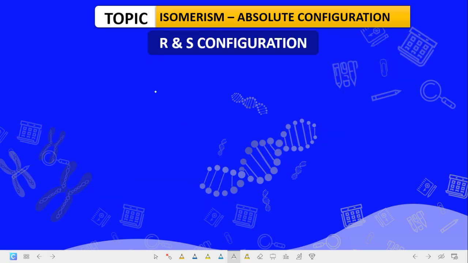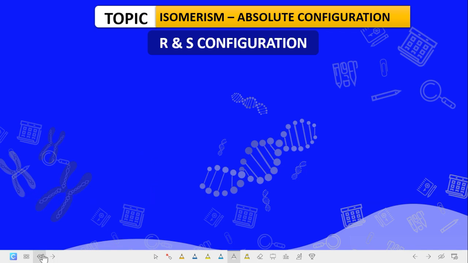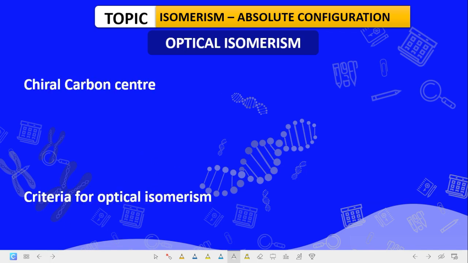Now let us talk about the R and S configuration. Before we talk about the R and S configuration, let's talk about the achiral carbon center and the criteria for optical isomerism. Then we'll come back and talk about the R and S configuration.